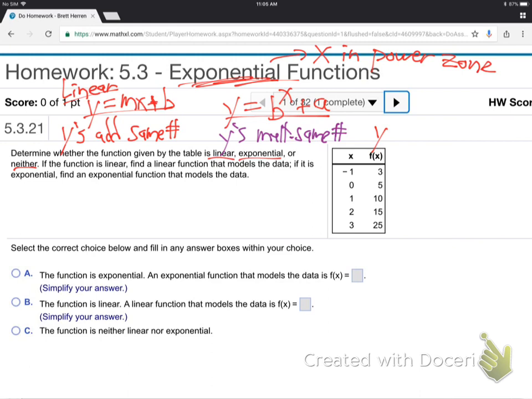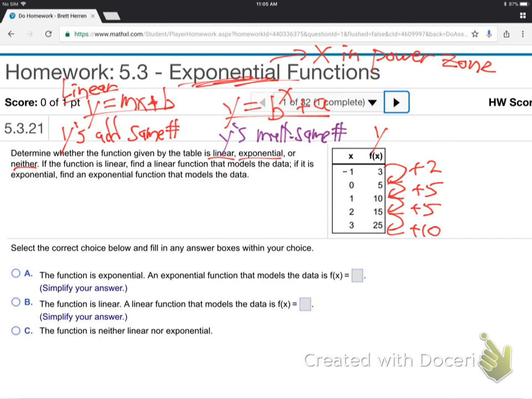Well, look over here at this 3. Go 3 to 5. What did that do? It added 2. And then it adds 5. And then it adds 5. And then it adds 10. Is that adding the same number every time? No way. Is it multiplying?